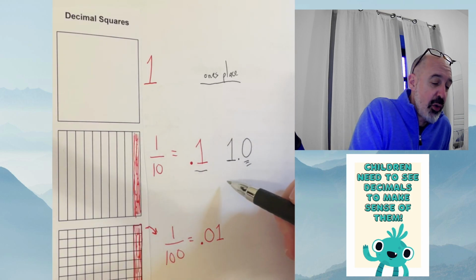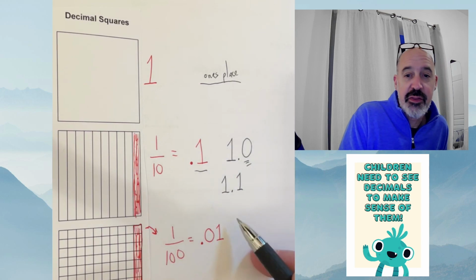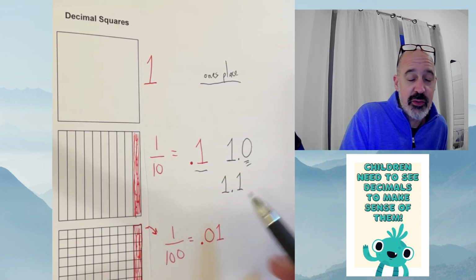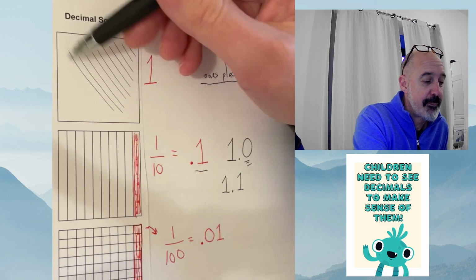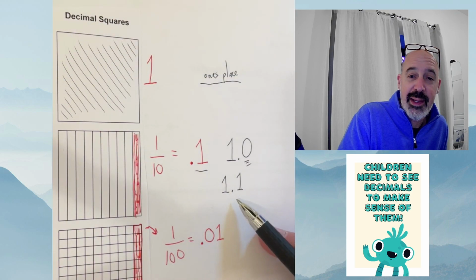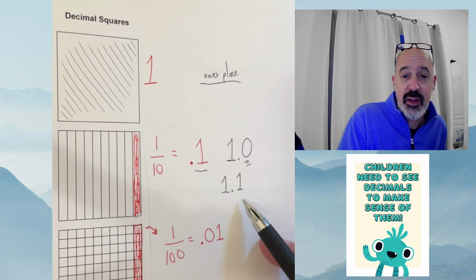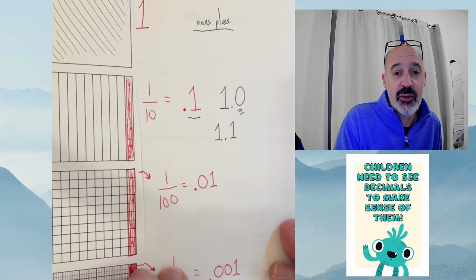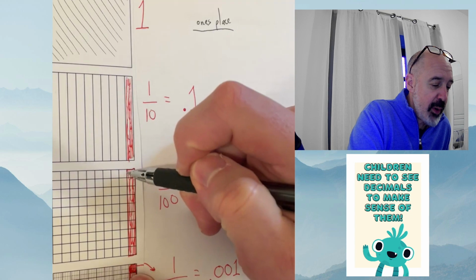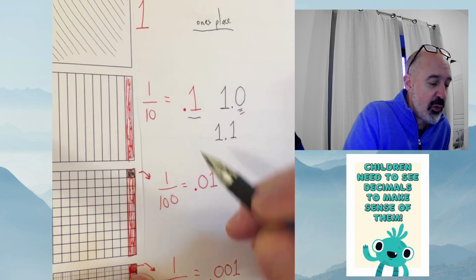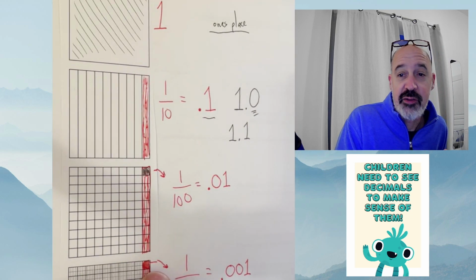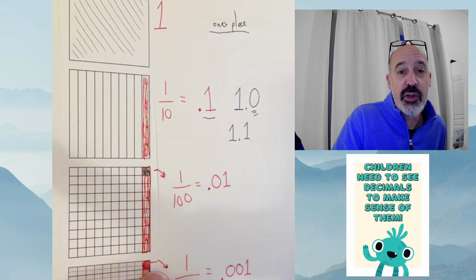Like if I wrote 1 and 1/10, it should make sense to your child that they're thinking about one whole and 1/10. So this can be read as 1 and 1/10. Now let's move down to the hundredths place. Remember, the hundredths place represents one piece out of 100 when it comes to the whole unit.